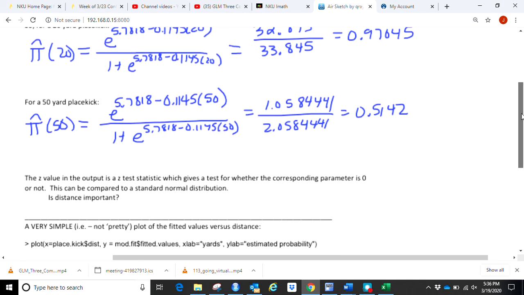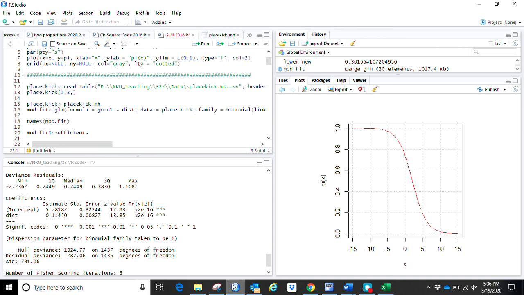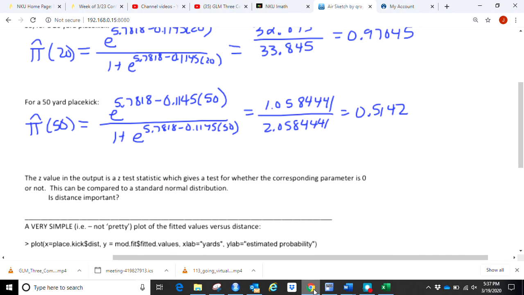As I mentioned, the z in the output gives us a z test statistic, which gives us a test for whether the parameter is 0 or not. This would help me figure out if distance is an important variable or not. So if I go back here and look at my p-value for distance, it is very, very small. It's smaller than e to the negative 16 power. So basically it's a very, very small number. Remember, this means you move your decimal 16 places to the left of 2. So there's lots and lots of zeros in front of it. This tells me then that distance is a very important variable to predict the probability of a place kick. Very much so.